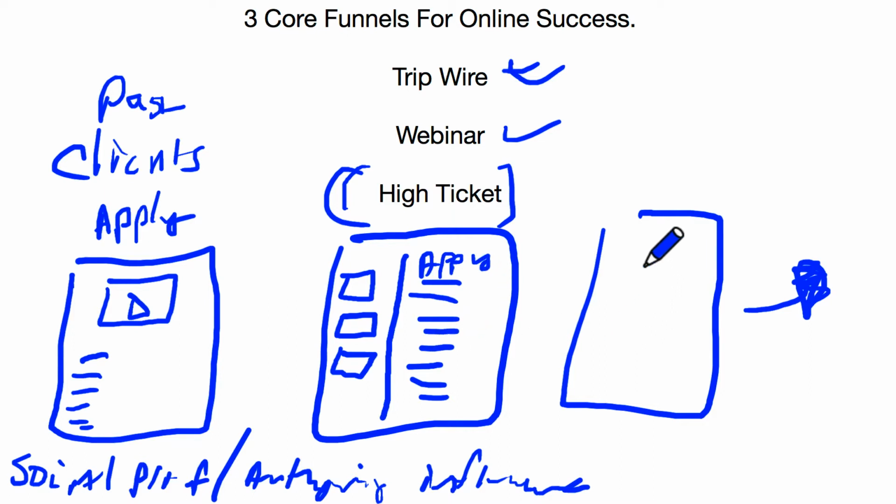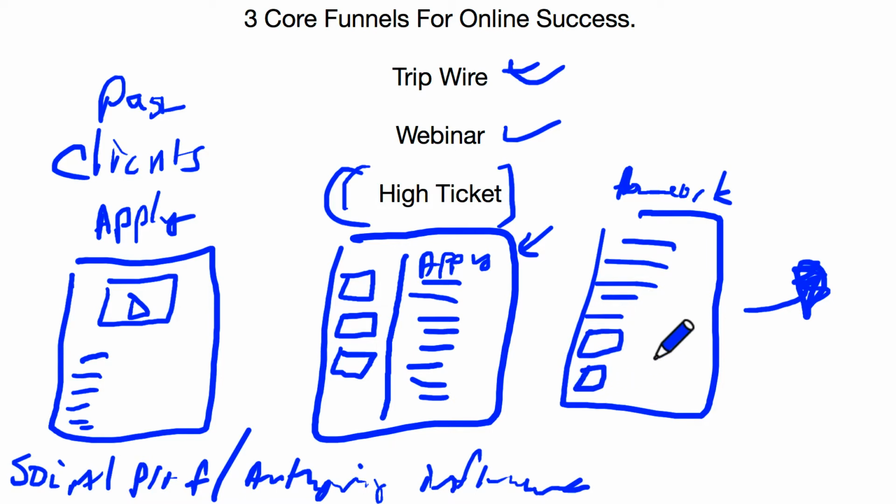Then after they apply, you've got the homework page. Chances are they still have a lot of questions, and you want to educate your high-end clients as much as possible and give them every reason to do business with you. So on your homework page, you're giving them content, videos, and third-party sources to really prove who you are and what you do. And you're also having them book a call.